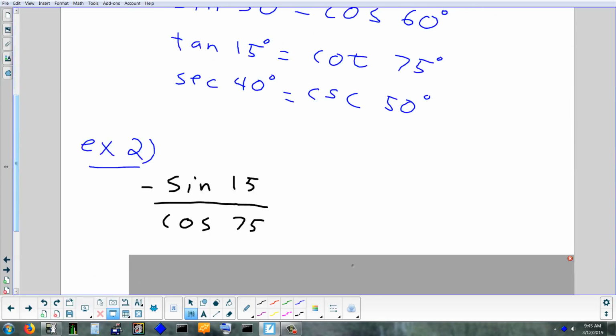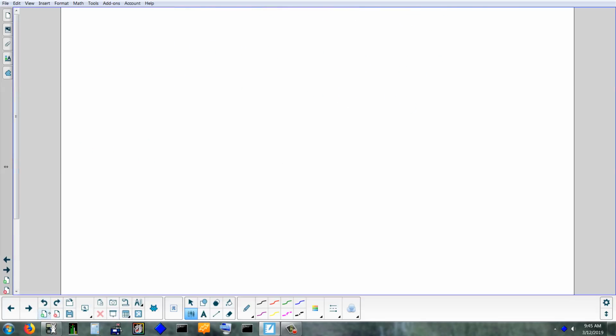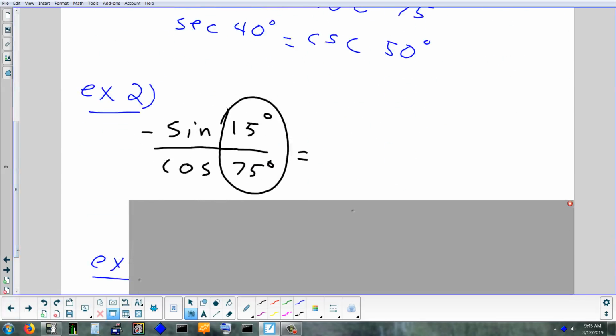So I want to divide those two things, the sine of 15 and the cosine of 75, both in degrees. What do you notice about sine and cosine? They're cofunctions. 15 and 75 are complementary angles. We have cofunctions of complementary angles. Okay, so forget about that negative for now. It's in the front, but we'll come back to it.